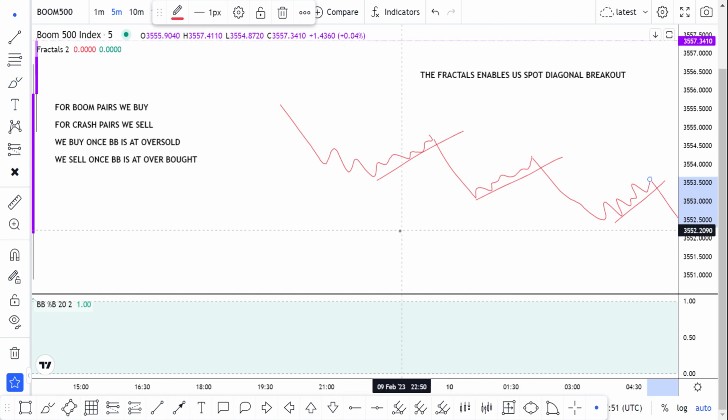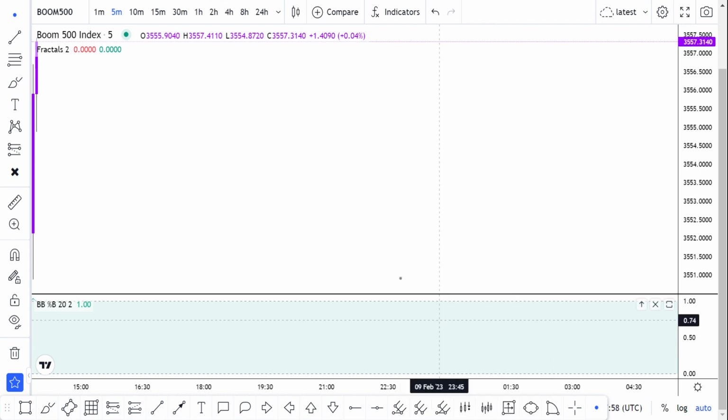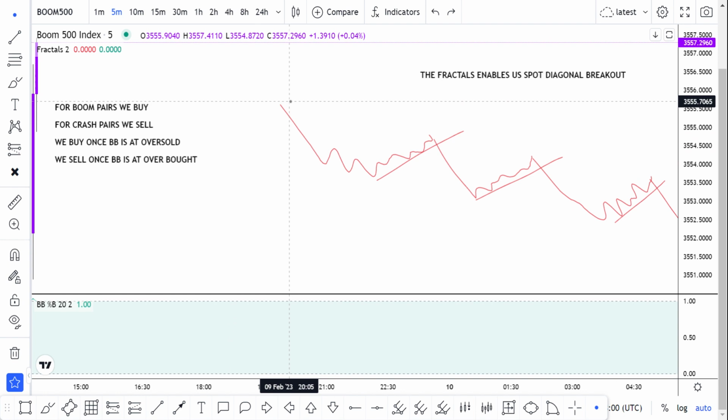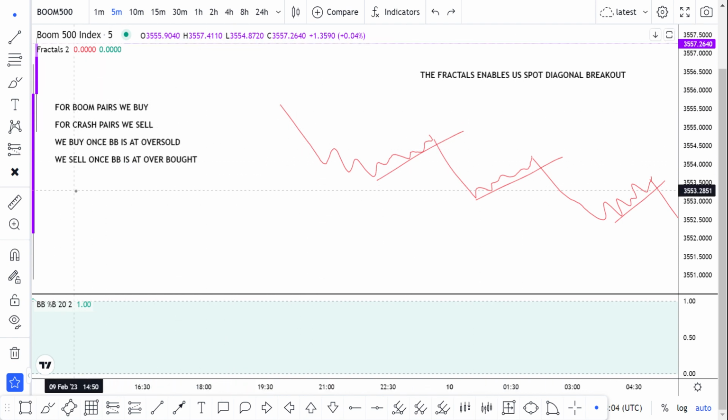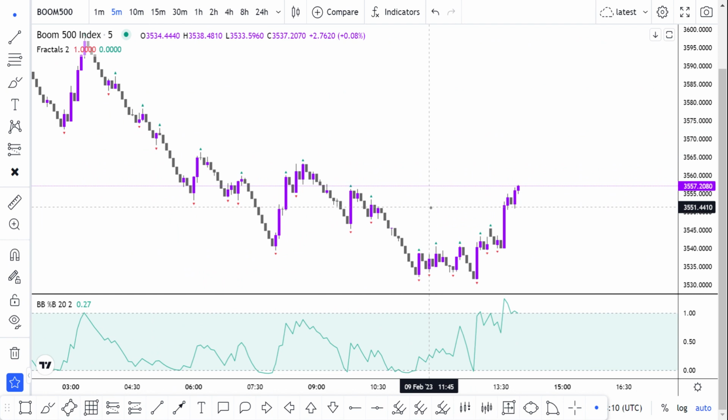Now, the next thing we need to understand is the trend. I'm just going to move the drawings. If you've not written this down, take note. These are the rules. For boom pairs we buy, and for crash pairs we sell. Okay, so let's go to the chart. This is Boom 1000. I'm going to first teach you without the trend and then teach you with the trend. It works per pair, so it works both ways.